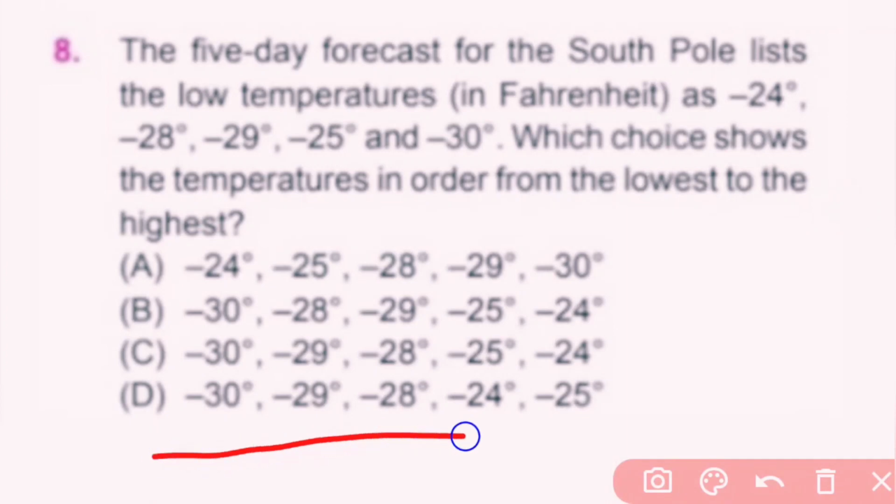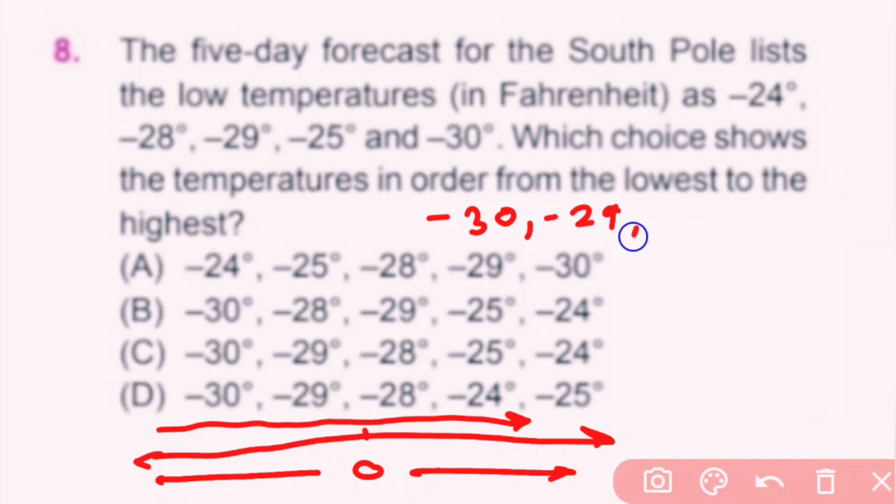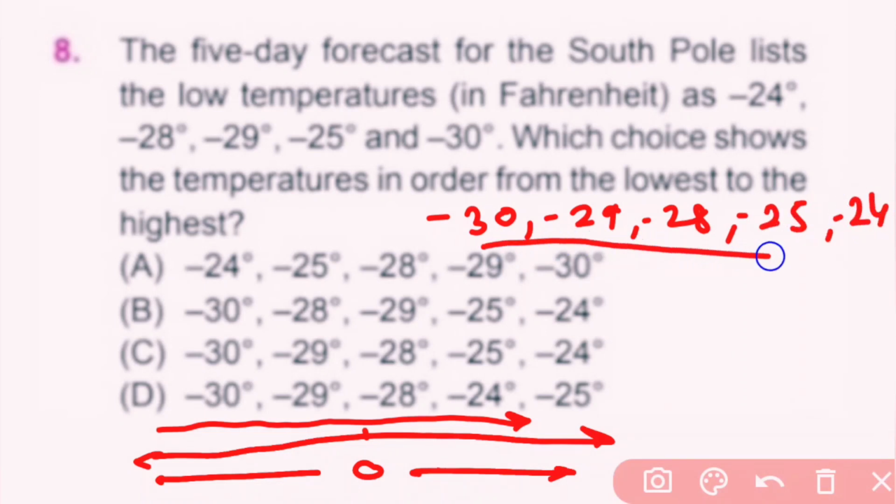On the number line, this side is negative integers, this side is positive integers, and the number goes on increasing on the right side. Lowest temperature is -30, then -29, then -28, then -25 and then -24. Lowest to highest. So here C is the correct answer.